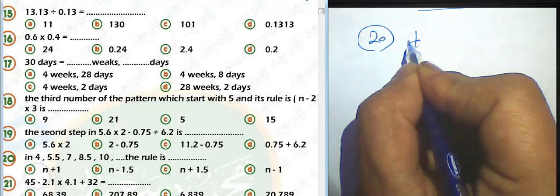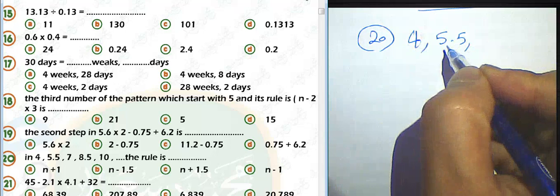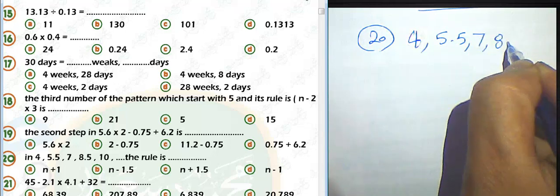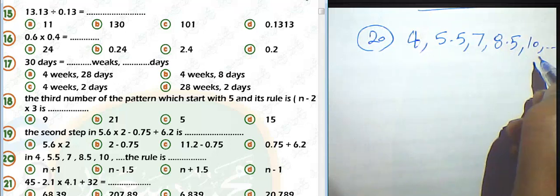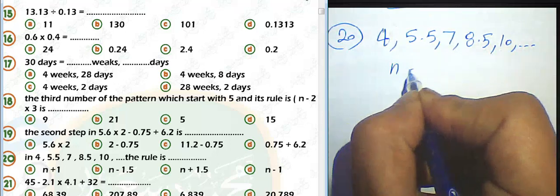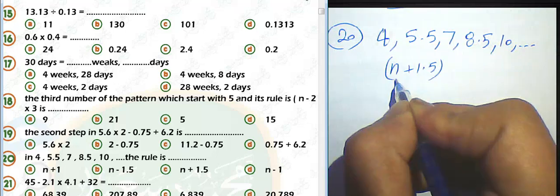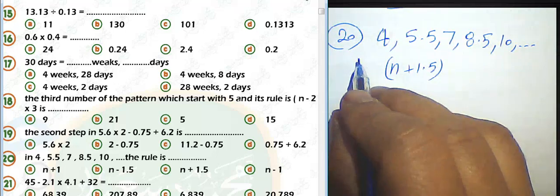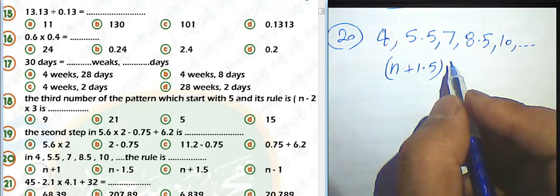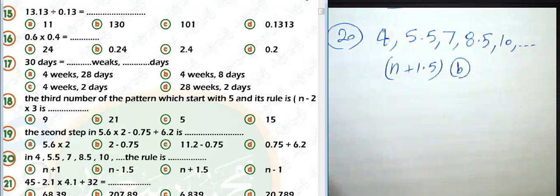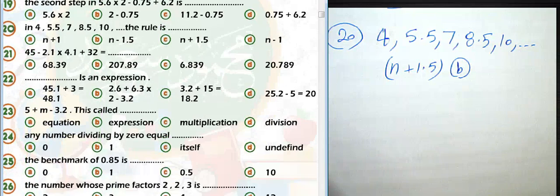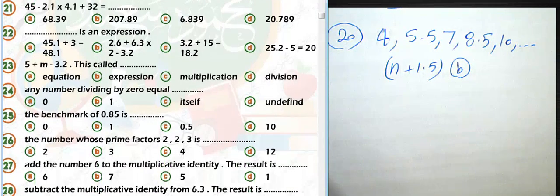Question 20. 4, 5.5, 7, 8.5, 10. The rule here is he added 1.5. Okay, so n plus 1.5, about question 20. So we must choose the term P about question 20. What about question 21? Look at question 21 here.